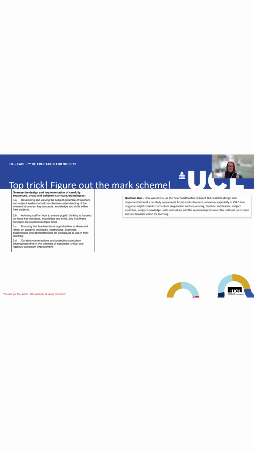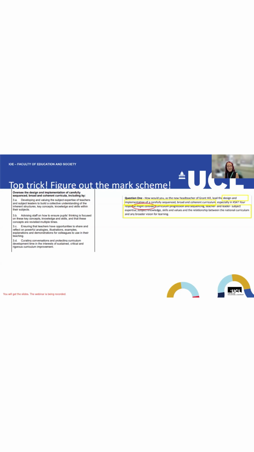So this is my top tip for the mark scheme. Here's oversee the curriculum and the 4 statements. Here's the question that you're being asked. So if I start to break that down, design the implementation of a carefully sequenced and broad curriculum, it's here. And then that's now changed to must. And then we've got these statements. So I know that I need to make sure I've got in there something about curriculum progression and sequencing, teacher and subject leader expertise, subject knowledge, skills and values, relationship between the national curriculum and your broader vision for learning. And then I've got these statements that match up to that. They're just in a bit more detail.